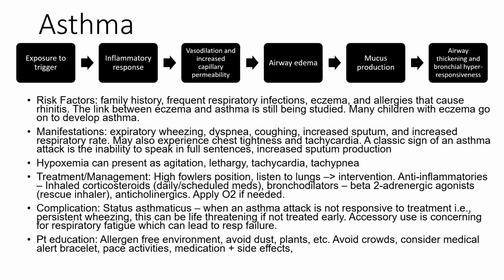So we need to treat this. We're going to put them in a high Fowler's position and listen to their lungs right away. You're going to get your pulse ox. If their oxygen's low, slap on some O2. If they're having an emergency asthma attack, we're going to give them the bronchodilator, that beta-2 adrenergic agonist. That's our rescue inhaler. For daily maintenance, they're probably going to use an inhaled corticosteroid, and this is on a daily scheduled routine, so they might take it every morning before breakfast.